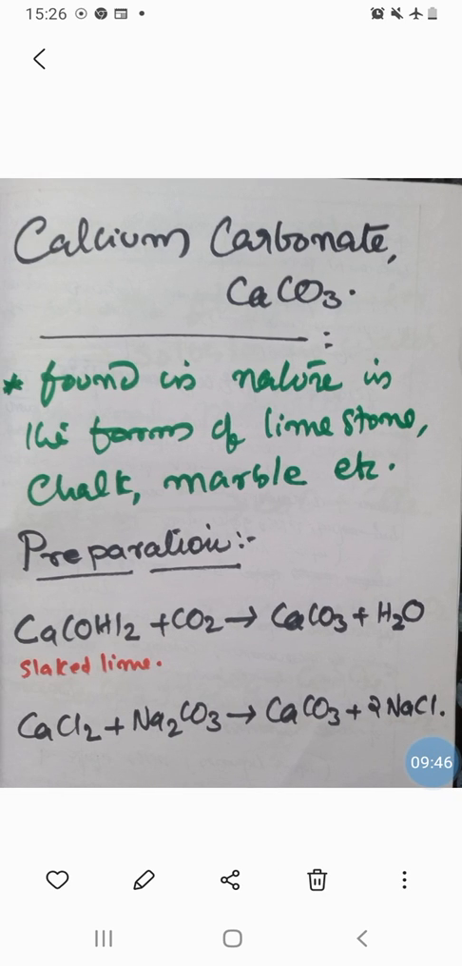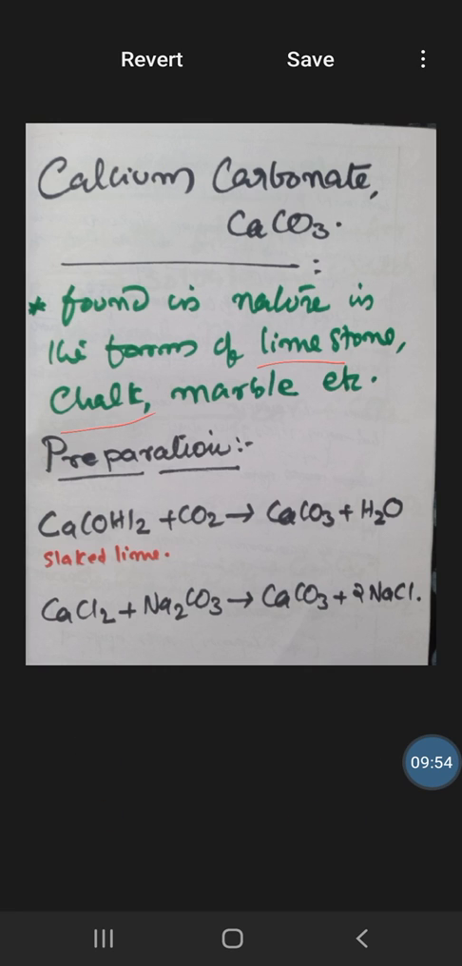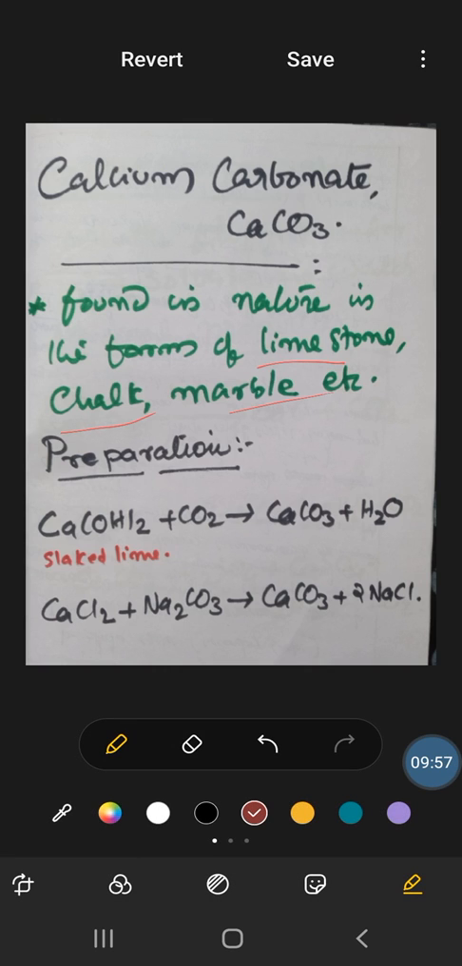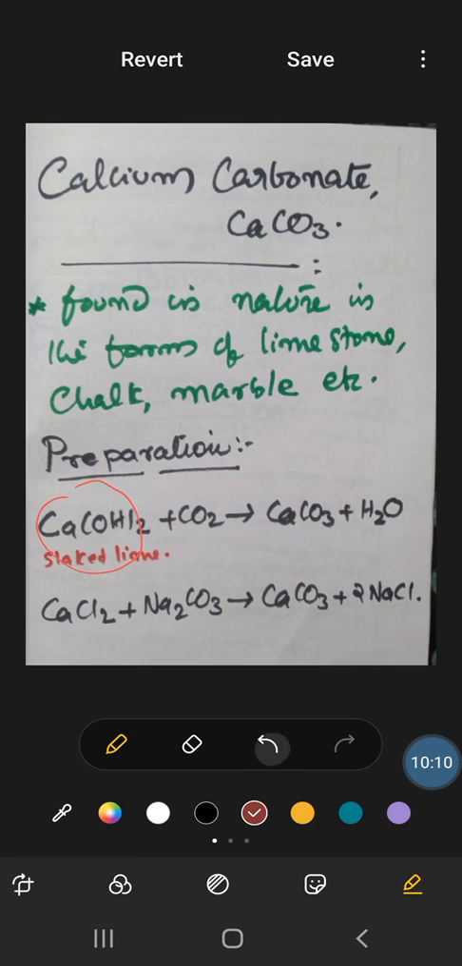Now calcium carbonate, CaCO3. So calcium carbonate is found in nature in the form of limestone, chalk, marble, etc. So these are different forms of calcium carbonate in nature, and it is prepared by reaction between calcium hydroxide and carbon dioxide. So if you pass carbon dioxide gas through slaked lime, that is calcium hydroxide, you get calcium carbonate. So this is the preparation of calcium carbonate.